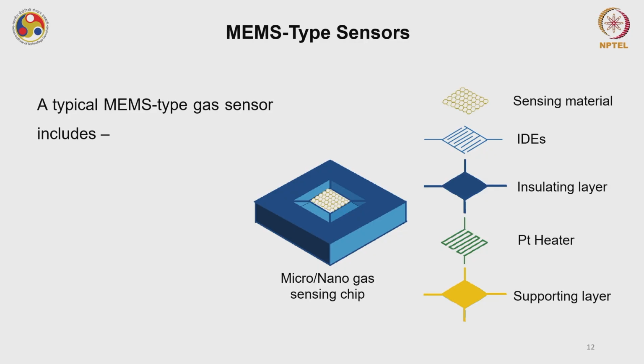So what people have done is they have come up with MEMS type gas sensors. This is a micro nano gas sensor chip, a typical one made using etching of a silicon wafer. If you see, this small structure has 5 different layers. The initial layer, on top of it, is a sensing material, which is your receptor. This can be a metal oxide, anything like zinc oxide or tungsten oxide or any other oxide.